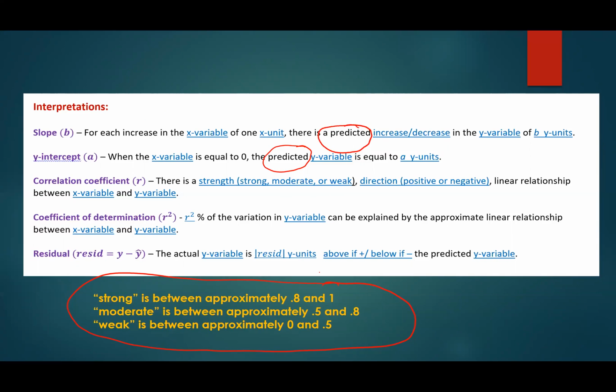Linear relationship between x and y. Coefficient of determination, r squared: percent of the variation in the y variable that could be explained by the approximate linear relationship between the x and y variable.